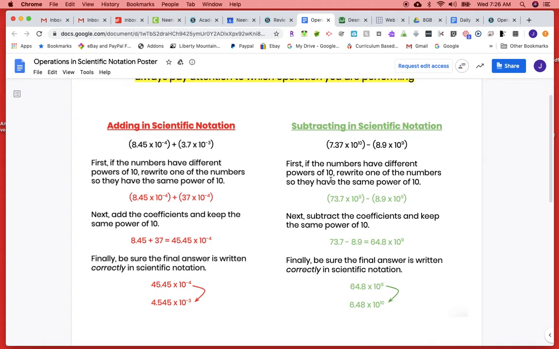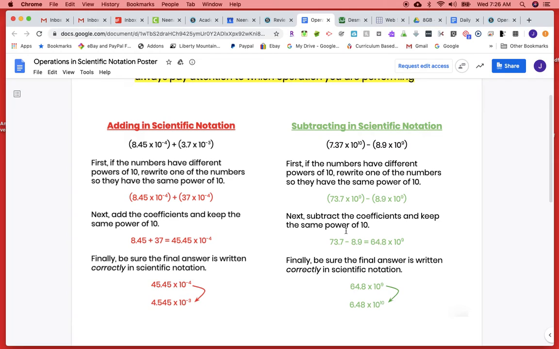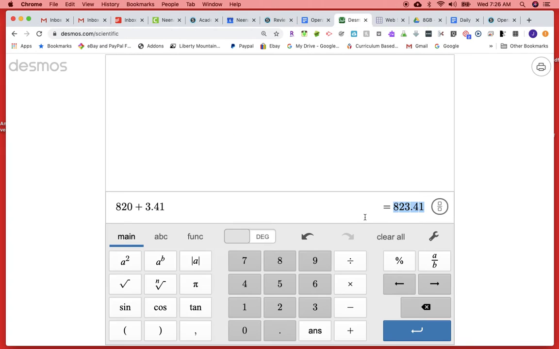It says, first, if the numbers have different powers of 10, rewrite one of the numbers so that they have the same power of 10. In this case, let's take a look at our powers of 10. Negative 5 and negative 5. They're the same, so we can skip that first step. Next, subtract the coefficients and then keep the same power of 10. So we're going to subtract 7.8 minus 4.5. Our coefficients are the numbers in front. So I'm just going to copy that, and we're going to paste it into decimals.